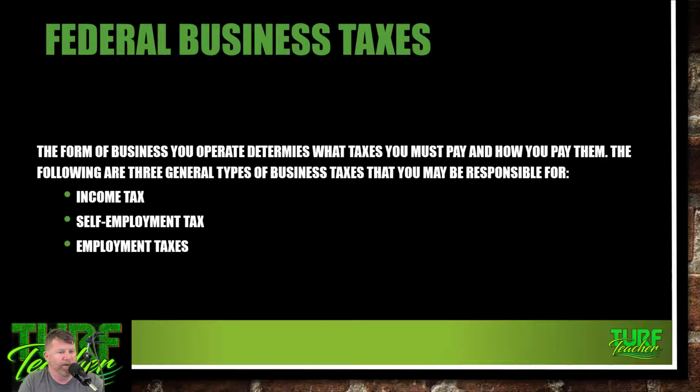With federal business taxes, the form of business you operate determines what taxes you must pay and how you pay them. The following are 3 general types of business taxes that you must be responsible for: income tax, self-employment tax, and employment taxes. So, the income tax that your company makes may pass through if you're an LLC or S corporation. C corporations are going to pay two taxes, and that's why a lot of people elect to go subchapter S on the corporation, so they can avoid that double taxation. Self-employment tax, that's your FICA and Medicare for yourself, and then employment taxes on what you have to pay for your employees working for you. You have to match what they're putting in.